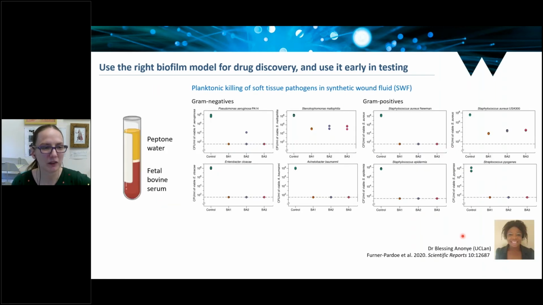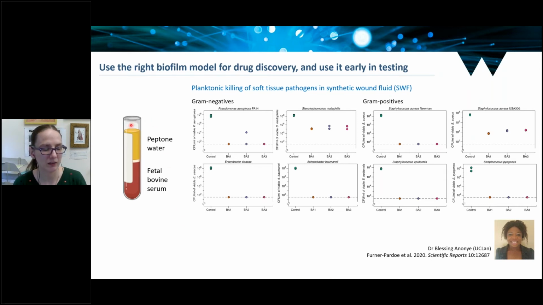So just to give you a summary of some of the things it can do, here's some work that Blessing Nonier did when she was my postdoc. She looked first at planktonic killing of soft tissue pathogens, and then she looked at killing of them in the synthetic chronic wound model that I showed you briefly earlier.